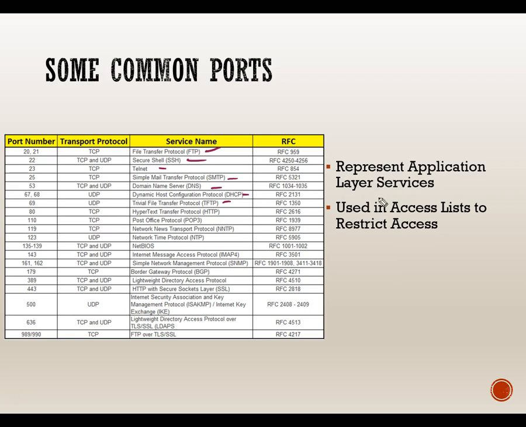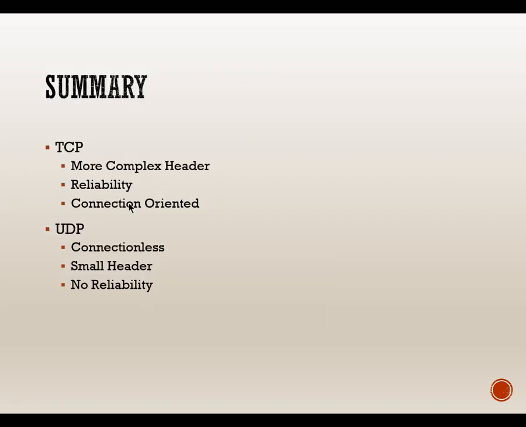Ports 20 and 21 represent application layer services, FTP that's running at the application layer. TCP is going to be the transport protocol that goes with FTP. And if we go down here to 69, TFTP, UDP, it's kind of the poor man's version of FTP. It is a simplified version of FTP, not nearly as robust as the TCP protocol.